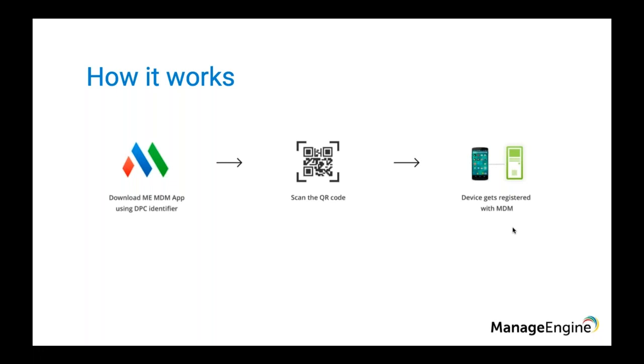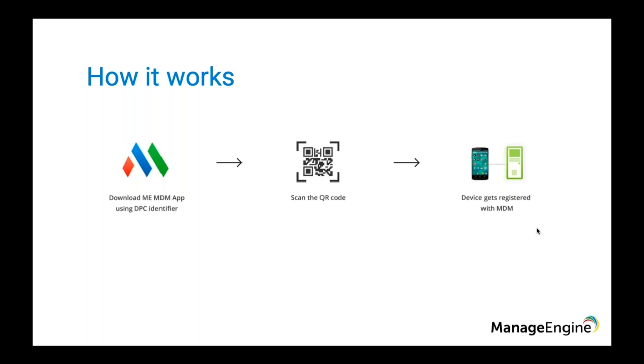Similar to supervision for iOS devices, when you enroll Android devices using automated enrollment methods, the device gets provisioned as work device, previously known as work managed device or device owner, which provides the administrator with superior control over the device as well as additional features.